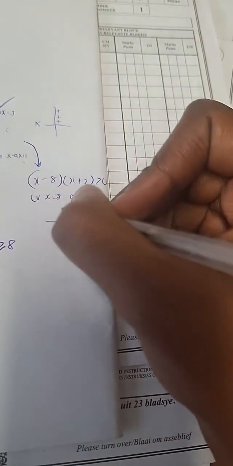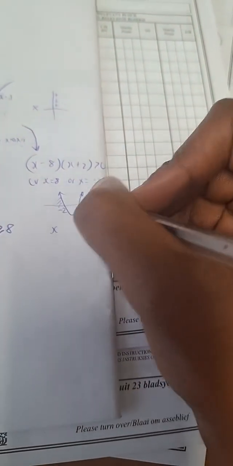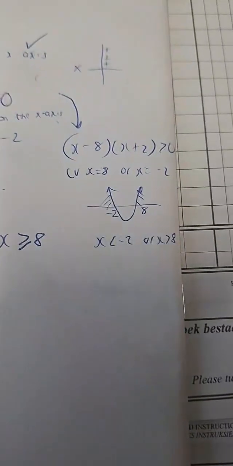CV. Graphical representation. Answer: x is above. We are looking above alone, not equal. There's no equal, so we're not looking on the x-axis. We're just looking at where the function is above. It's above where x is less than -2 or where x is greater than 8. That's it. Done. Finished. Clear.